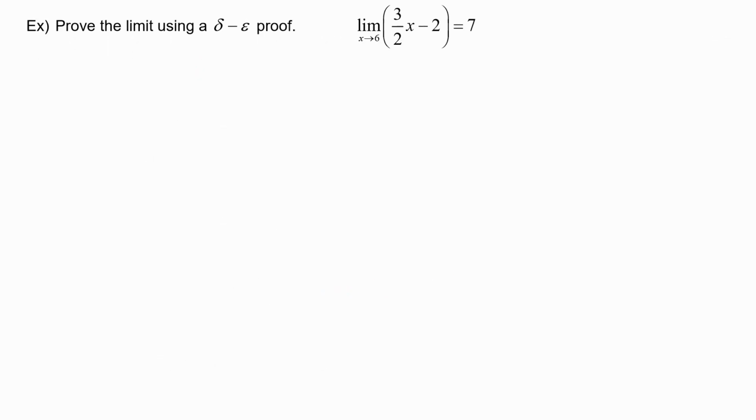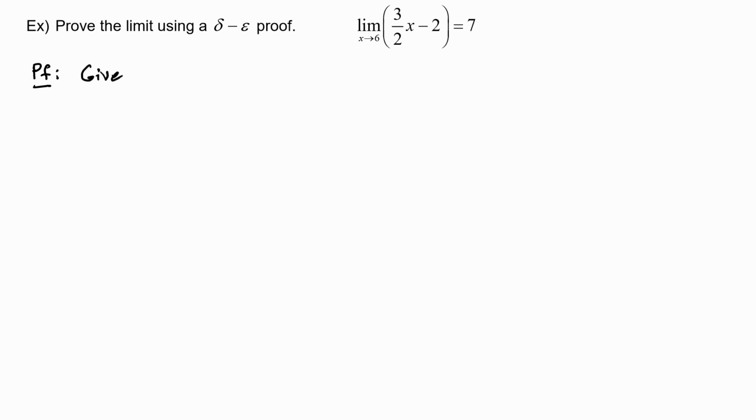In this example, we have to prove the limit using a delta-epsilon proof. We are given the limit as x approaches 6 of the quantity 3/2 x minus 2 is equal to 7. Now, every single delta-epsilon proof that you write will begin with the same first line. So here we go, proof. You are allowed to abbreviate the word proof with PF if you like.